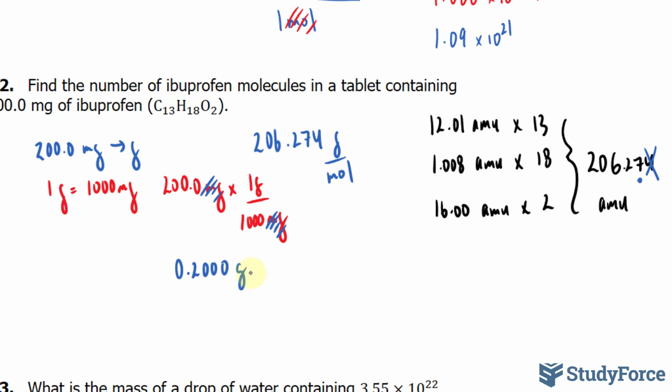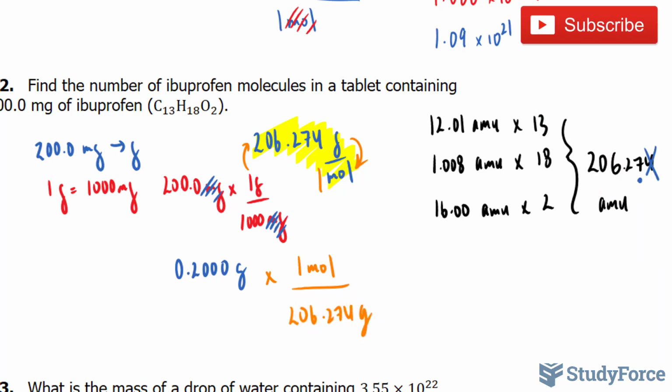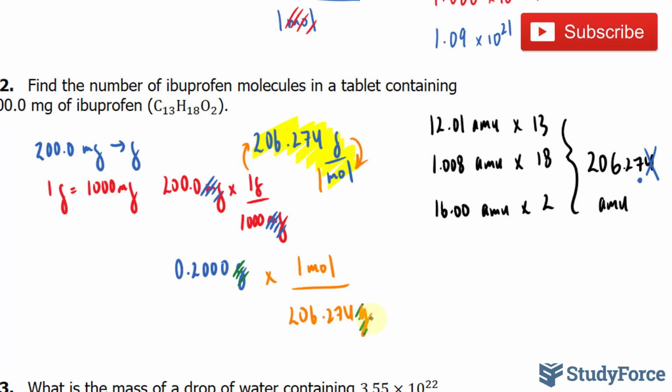Now taking this mass and multiplying it by what we found earlier for our molar mass, which I'll highlight, we should end up with the number of moles. But how do I do that? I mean, if I multiply 0.2000 by this number as it is, I'll end up with grams squared. Instead, what you have to do is flip this number, where you have grams at the bottom and moles at the top. And you can do that. So I'll multiply this by 1 mole over 206.274 grams. Now the gram unit cancels out with the gram unit, leaving us only with moles.